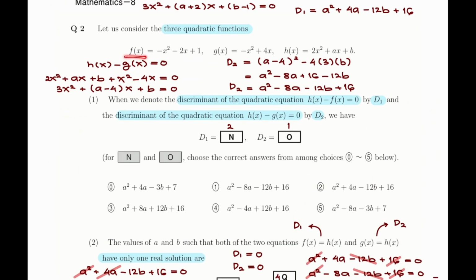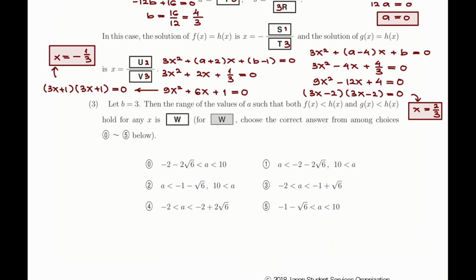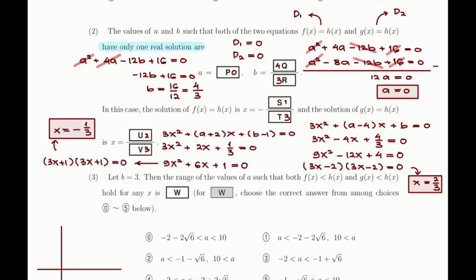F is a quadratic and H is a quadratic, and also G less than H. G is also a quadratic equation. If I try to illustrate F less than H in a graph, you can see that since F is less than H, I can try to illustrate it.